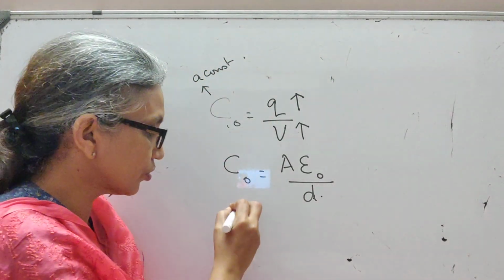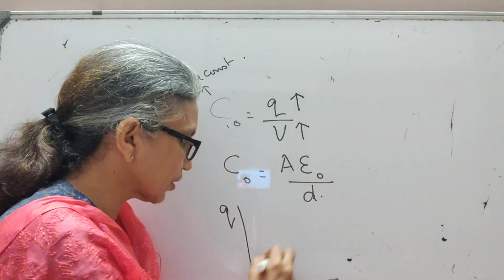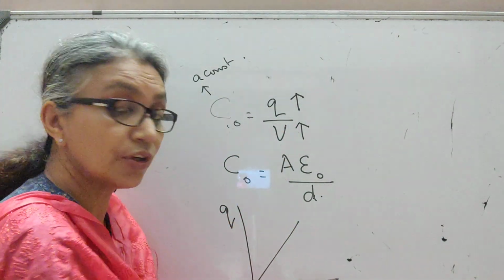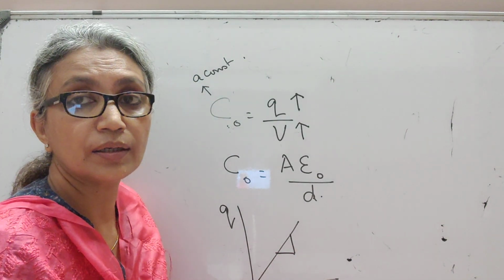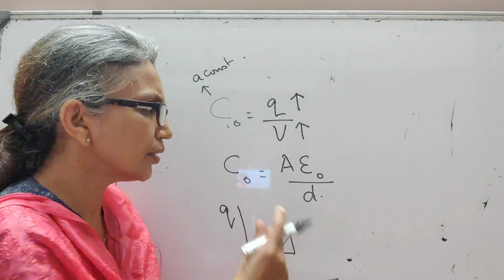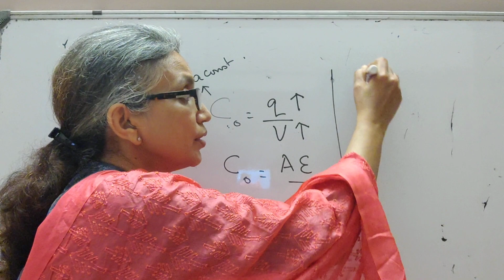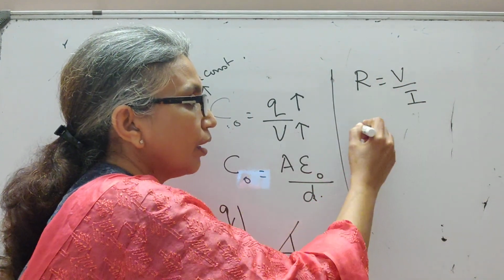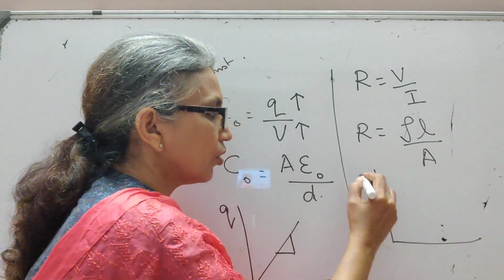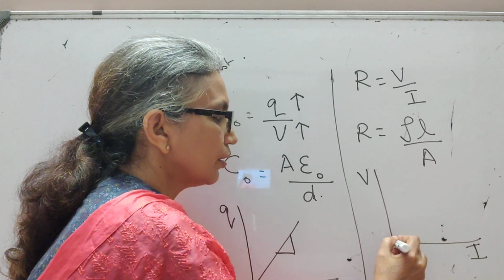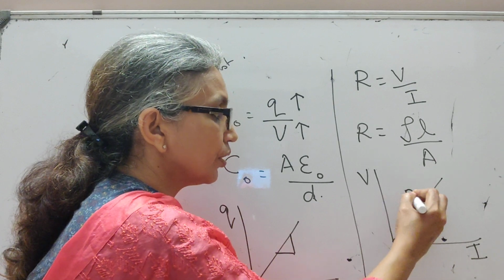So if you are asked to draw a graph between Q and V for the capacitor, you will have a straight line because as Q increases, V also increases, keeping C a constant, which will be given by the slope of the graph. This is not something new. You have learned something very similar to this in Ohm's law, where R is equal to V by I, but R is a constant that depends on rho L by A. So if you're asked to draw a graph between V and I, then V and I are directly proportional. The slope of the graph will give you the resistance.